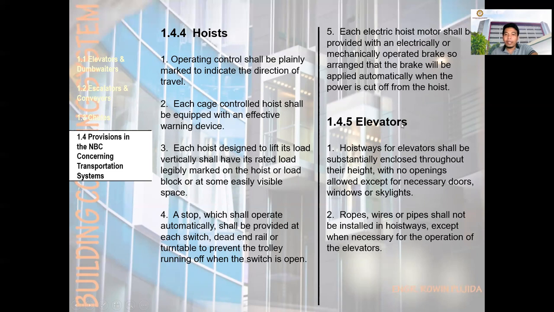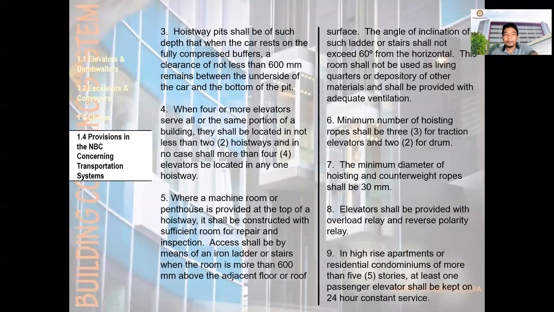And then we have the elevator. So this is from the National Building Code provisions. Hoistways for elevators shall be substantially enclosed throughout their heights with no opening allowed except for necessary doors, windows, or skylights. And then number two, no ropes, wires, or pipes shall be installed in hoistways except when necessary for the operation of the elevators. So there should be no pipes in the hoistway of an elevator.